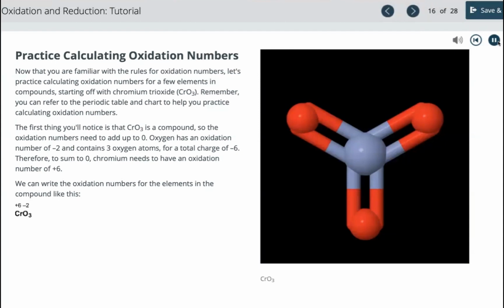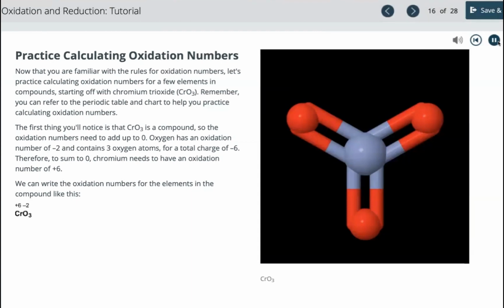Practice calculating oxidation numbers. Now that you are familiar with the rules for oxidation numbers, let's practice calculating oxidation numbers for a few elements and compounds, starting off with chromium trioxide, CrO3. Remember, you can refer to the periodic table and chart to help you practice calculating oxidation numbers.